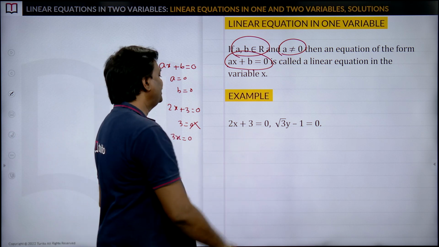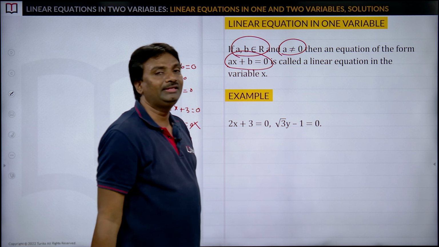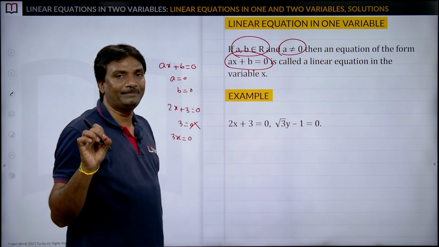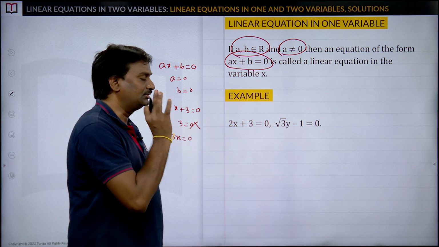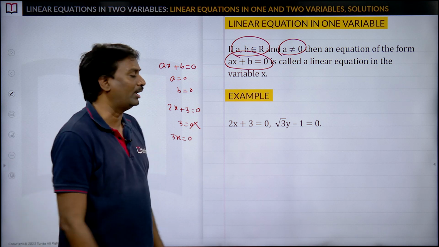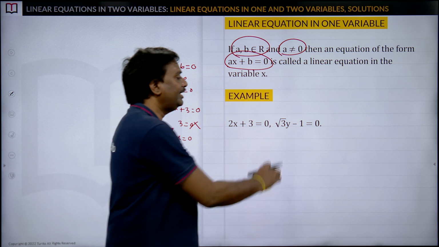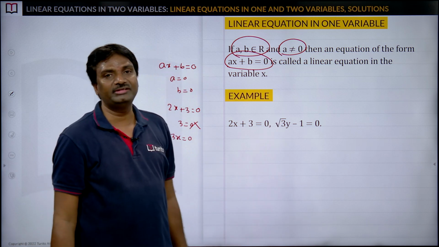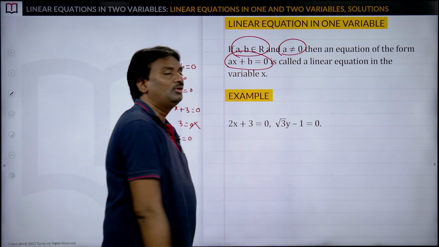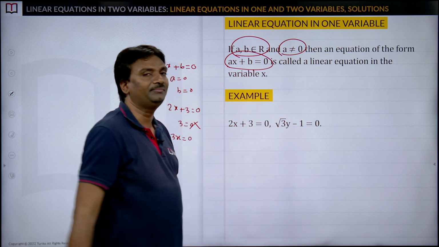Example, 2x plus 3 equal to 0. So, we have taken that example, and root 3 y minus 1 equal to 0. Linear means the power of the variable must be 1. Here the power of x is 1. Here if we take y as a variable, the power of y is 1. So, 2x plus 3 equal to 0 is a first degree equation. Root 3 y minus 1 equal to 0 is also a first degree equation.